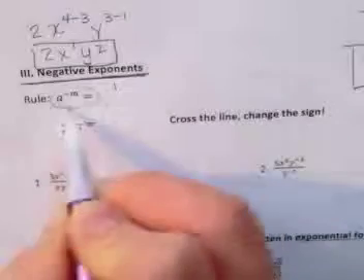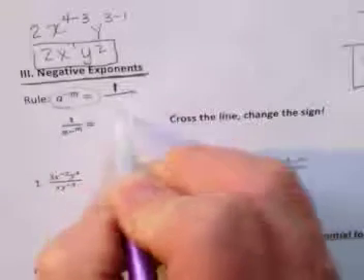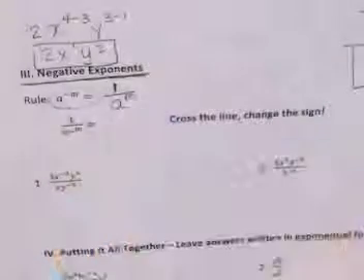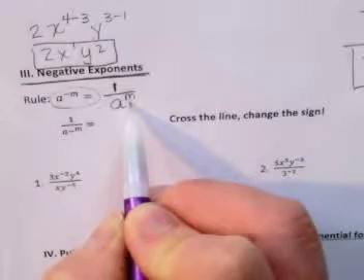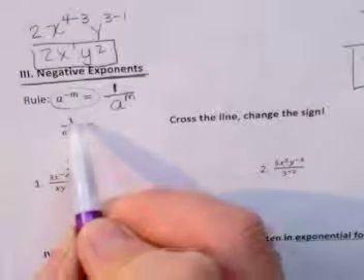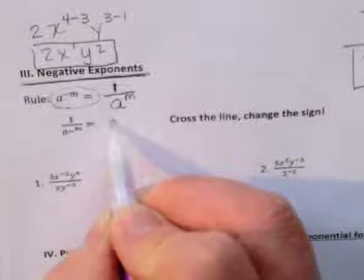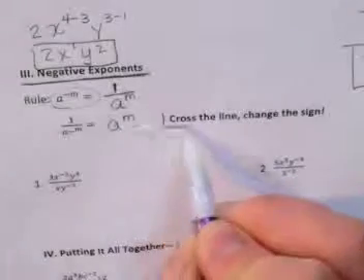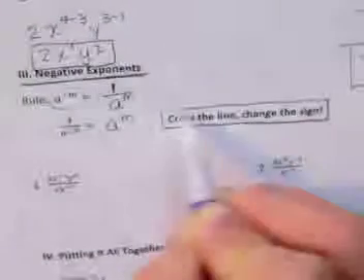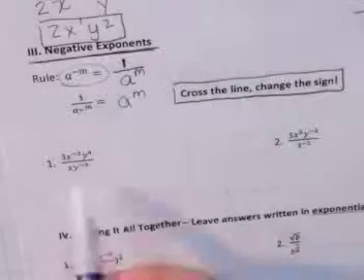The rule says that if I take a variable to a negative exponent, it's going to end up being 1 over that variable to the positive exponent. Notice the exponent didn't go away, but the negative sign did. Likewise, if I have 1 over a to the negative m power, that becomes a to the positive m power. Here's the thing to remember. If you cross the line, the division line, you change the sign. So let's take a look at how that works with some examples.